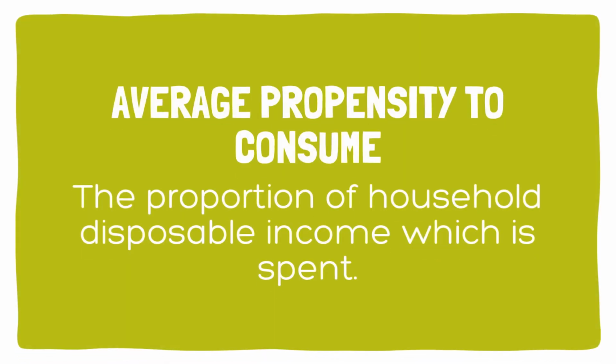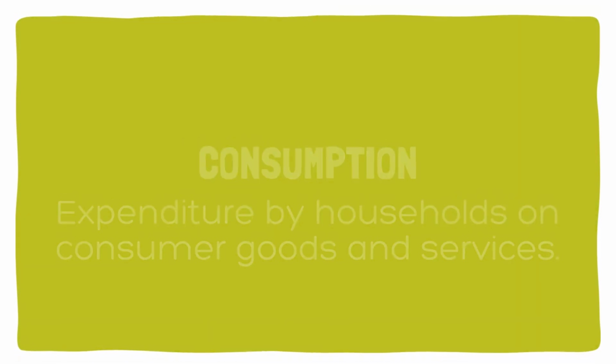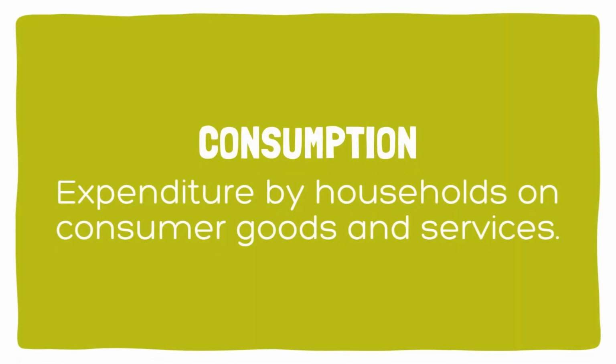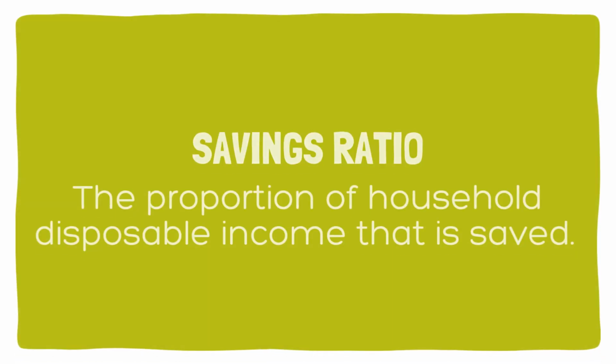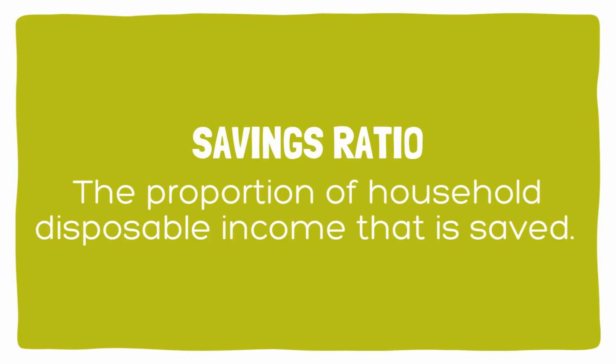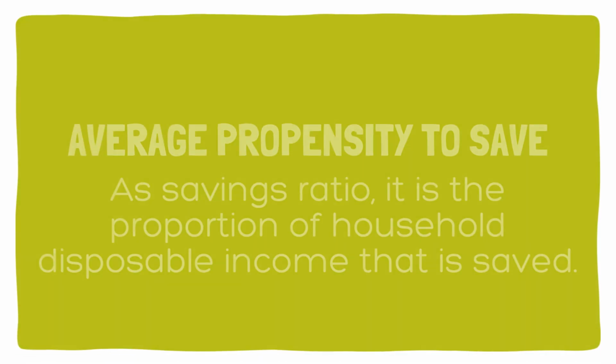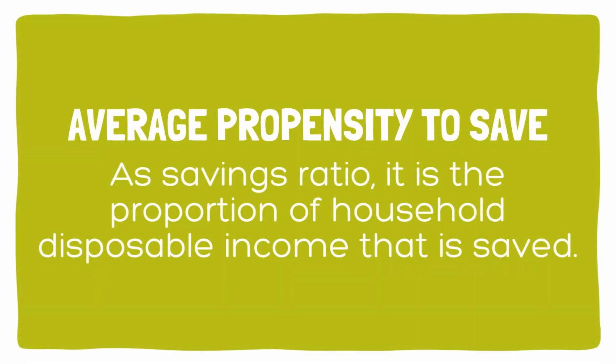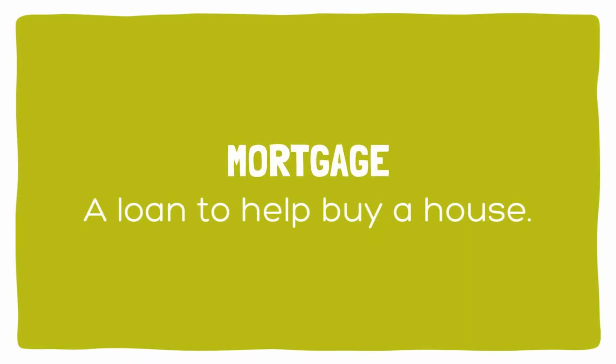Average propensity to consume is the proportion of household disposable income that is spent. Consumption is expenditure by households on consumer goods and services. Savings ratio is the proportion of household disposable income that is saved. Average propensity to save is the proportion of household disposable income that is saved. Mortgage is a loan used to help buy a house.